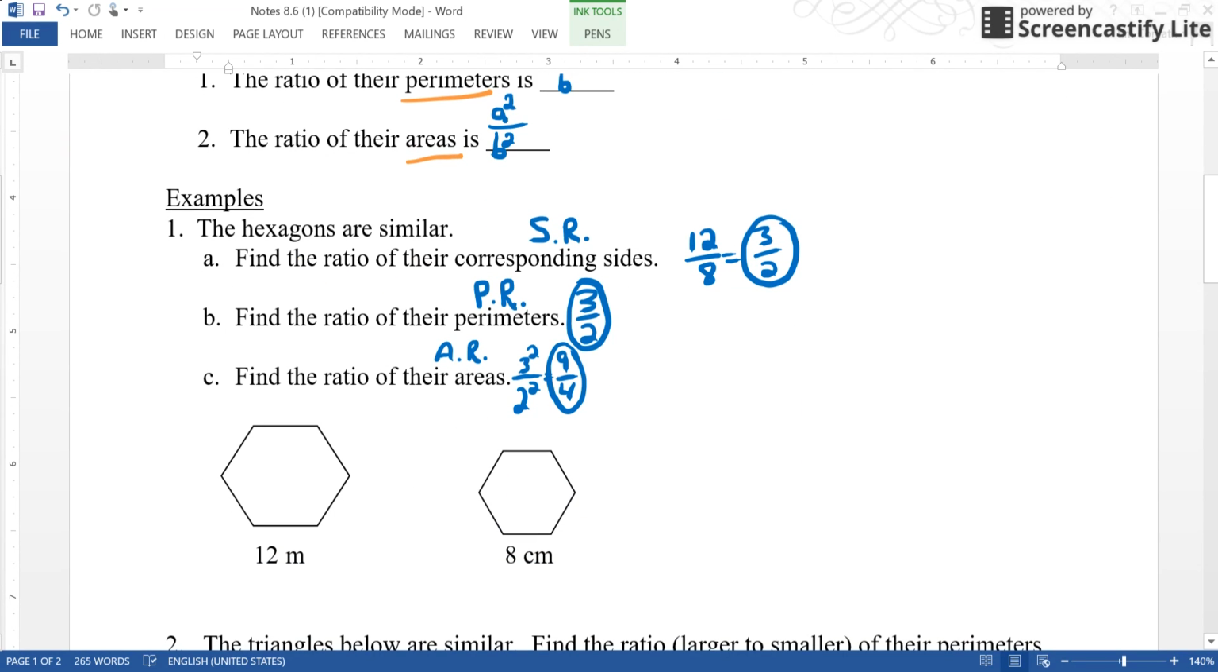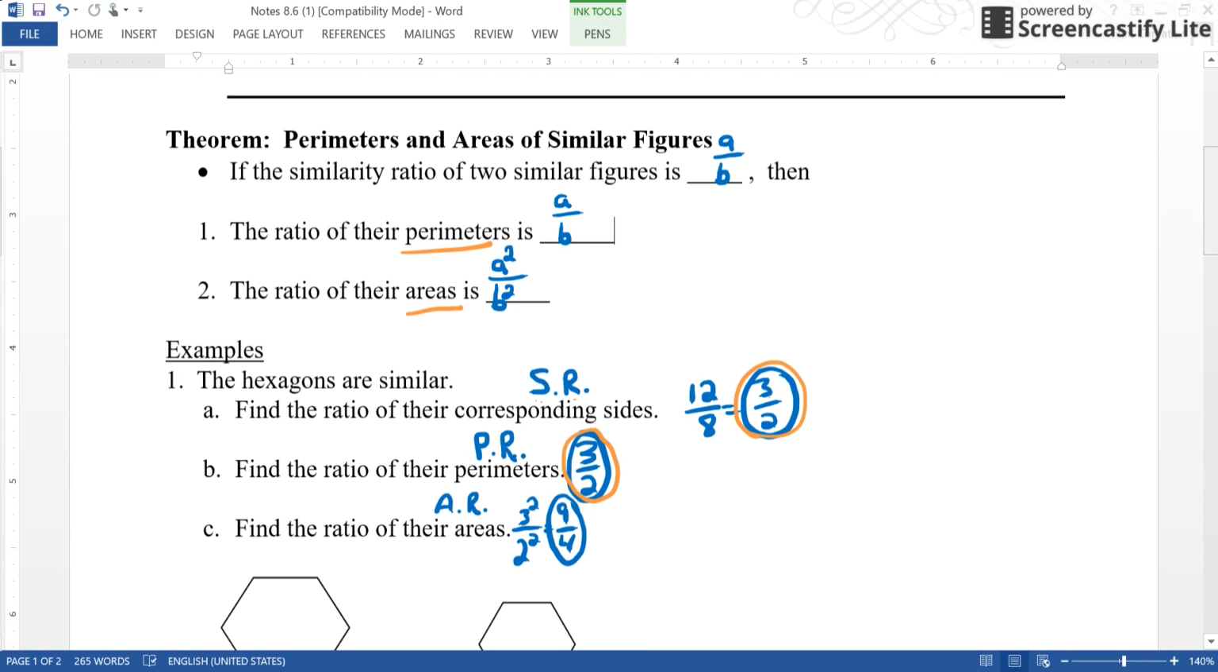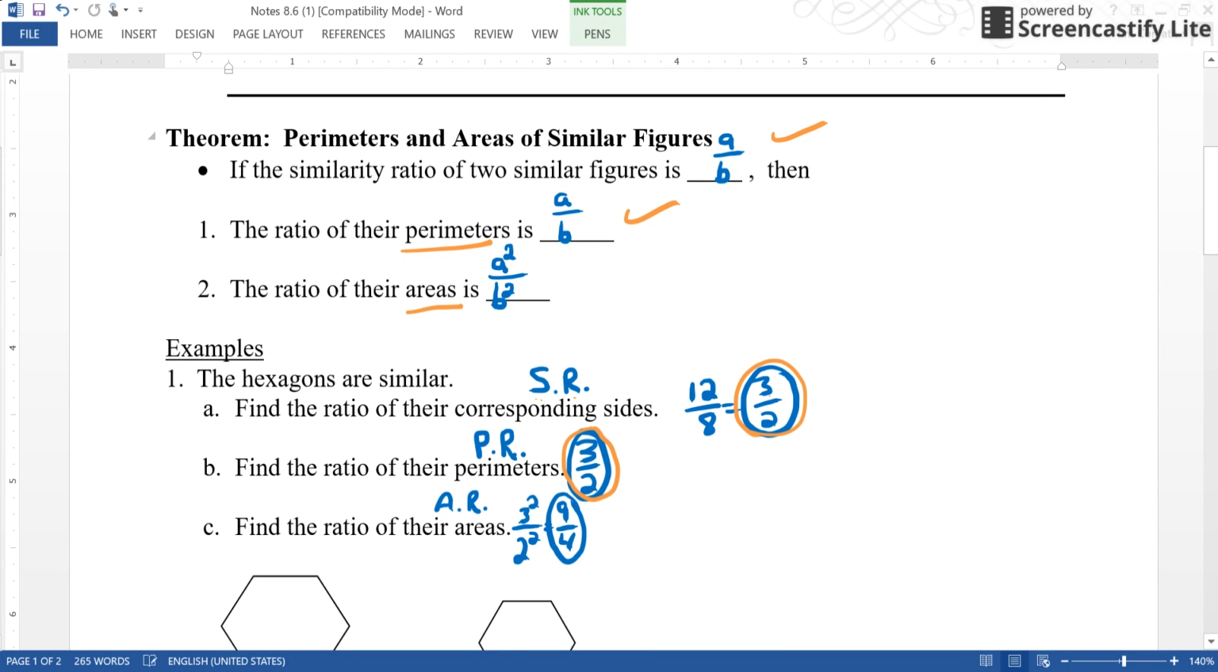Hexagons are similar. Find the ratio of their corresponding sides. So I'm looking for their similarity ratio. Well, it's 12 over 8, which is 3/2. Ratio of the perimeter, I'm going to start calling that PR. Well, it's the same as this. It's 3/2 because the perimeter ratio is the same. We did it right up here. That's the same as that.